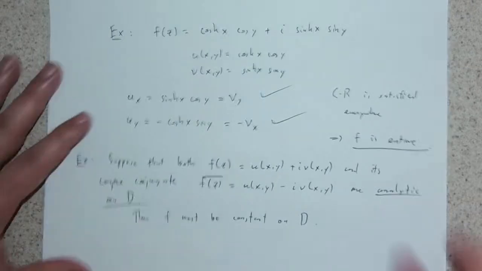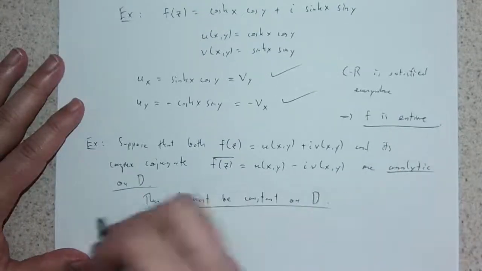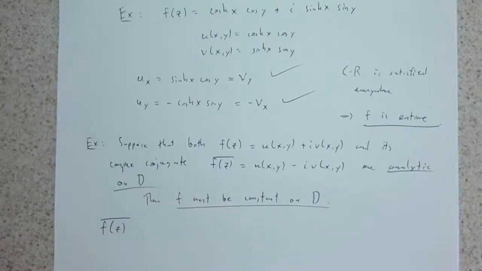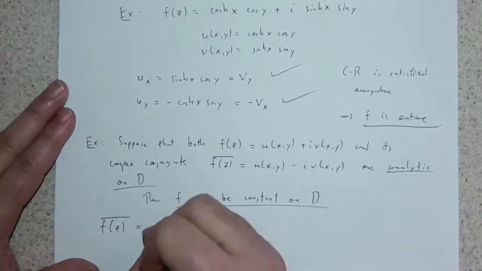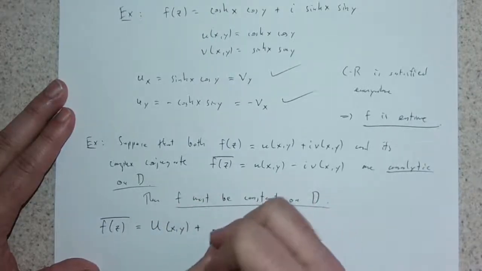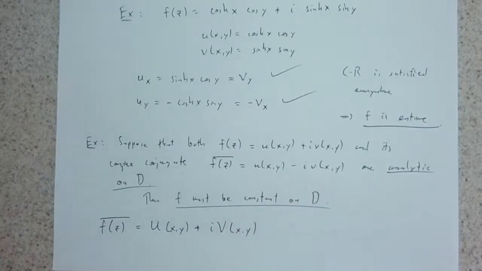Why is this the case? Well, one thing is we can write this f bar function as big U of x, y plus i times big V of x, y. Pretending like we don't actually know exactly what these things are, just to keep it separated, looking at, say, Cauchy-Riemann, for instance.